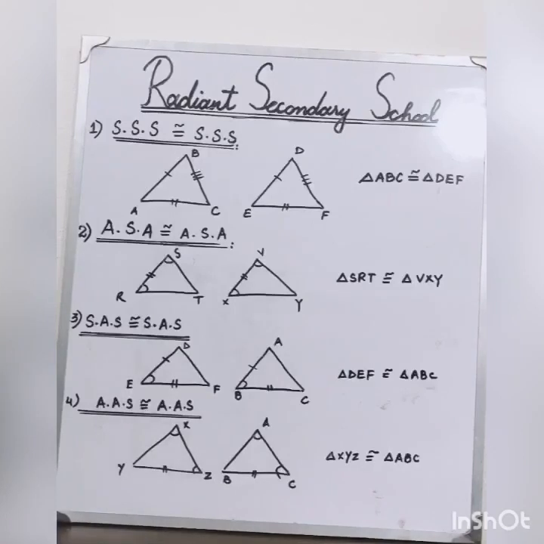The last postulate is AAS postulate. According to this postulate, if two angles and one side, but it is not important that this side must be in between these two angles. So two angles and one side of one triangle are congruent to two angles and one side of another triangle, then these two triangles are also congruent. So here you can say that triangle XYZ is congruent to triangle ABC.